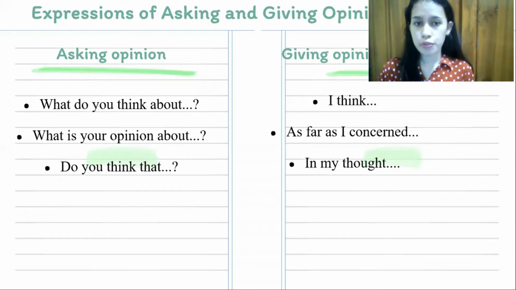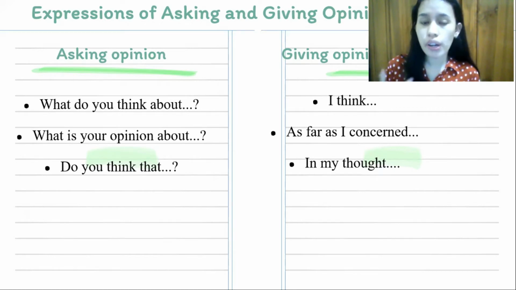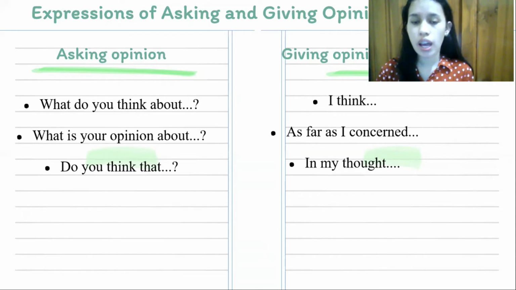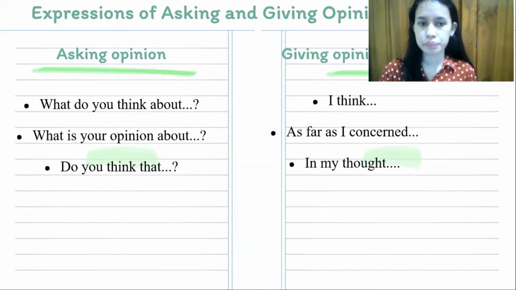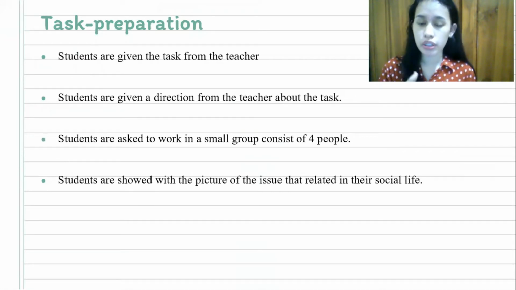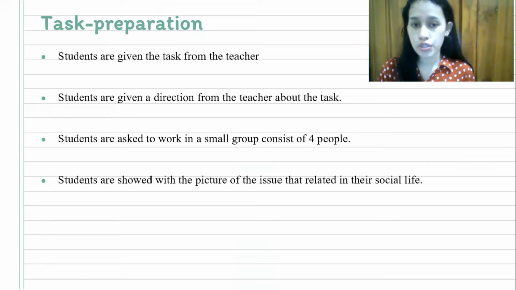And then here the teacher also provided the expressions of asking and giving opinion. The purpose of these expressions is to make the students know how to express asking for an opinion and how to express giving an opinion. While the teacher explains the material, the students are given a chance to ask about anything they don't understand that relates to the material.